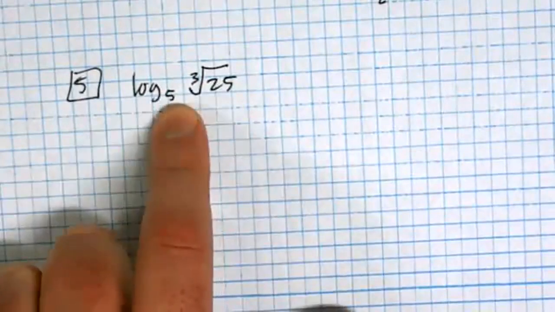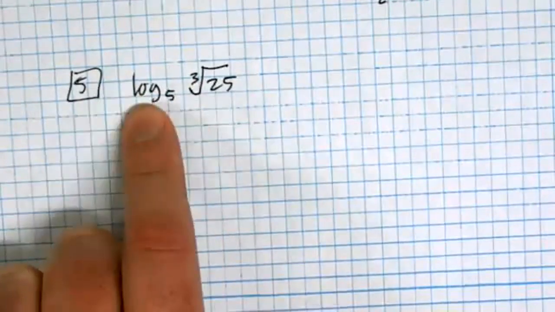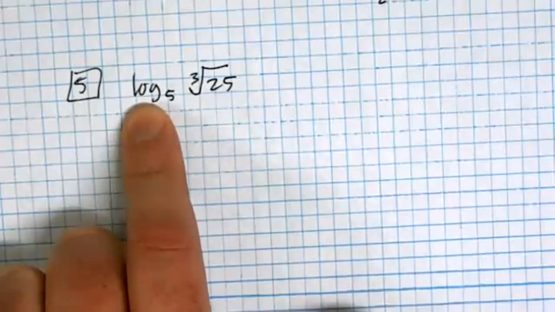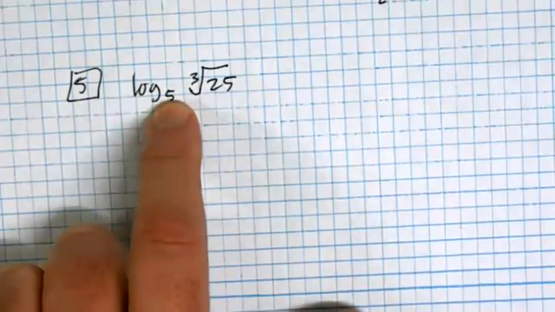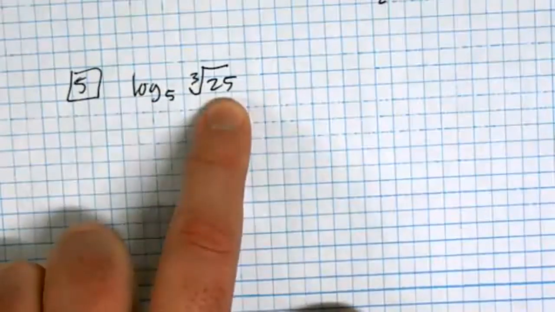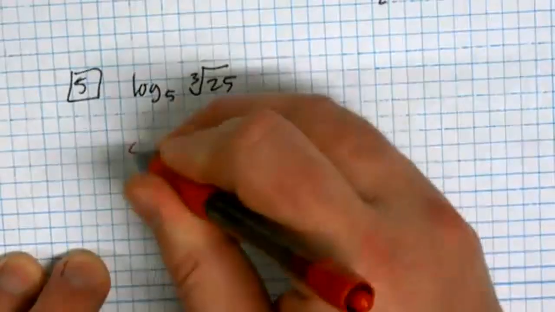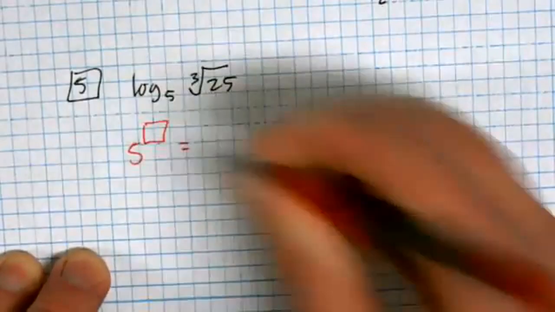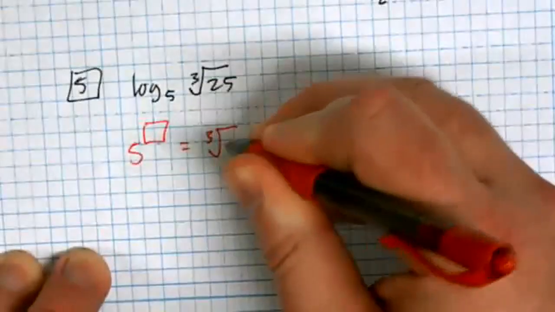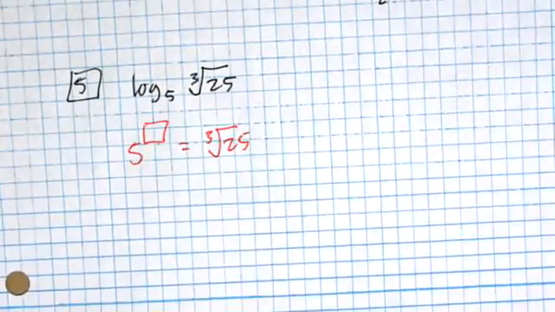Remember, I taught you last time I saw you on Monday, I taught you logs are exponents, right? And what I'm really asking you for here is the exponent I could put onto a 5 to make it equal to this thing, right? So some people have been showing work by doing this. 5 to the blank equals the cube root of 25 and figuring out what that exponent is. That would be a valid way of showing work.